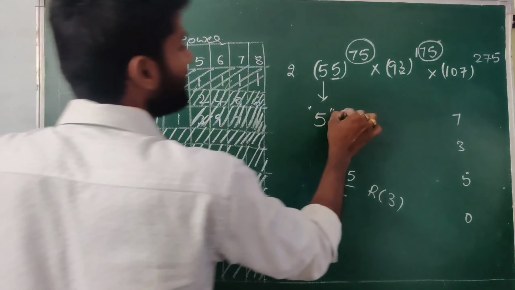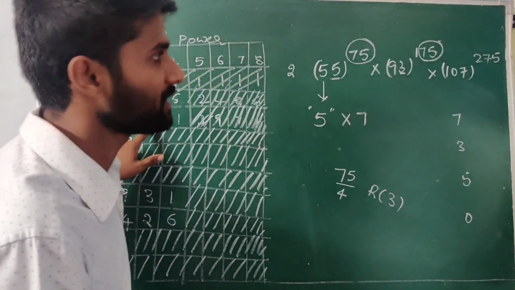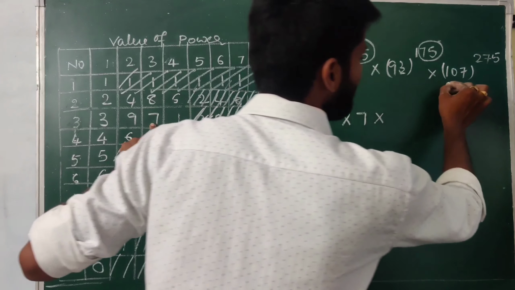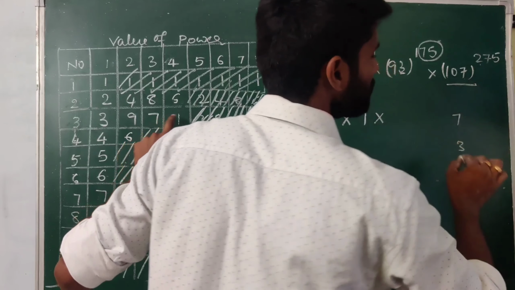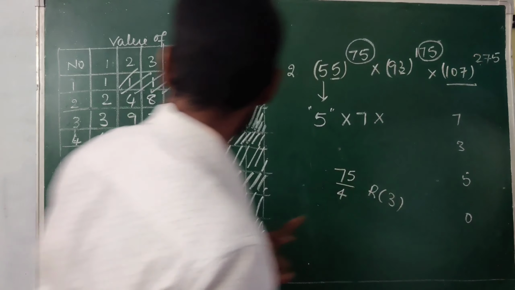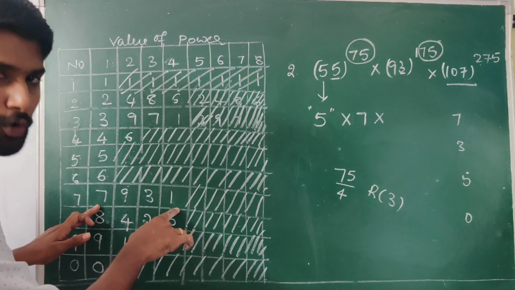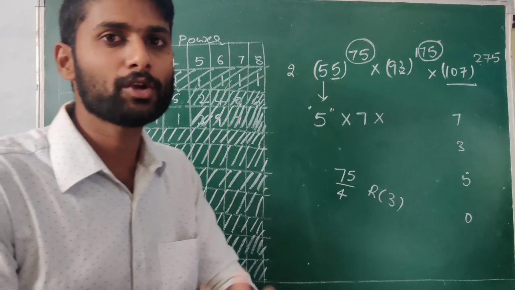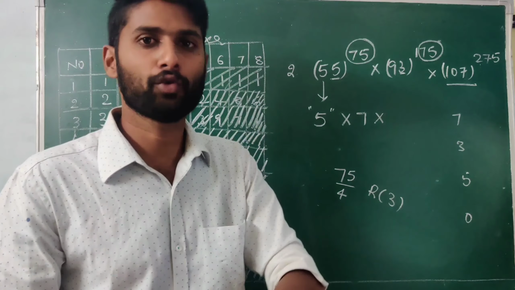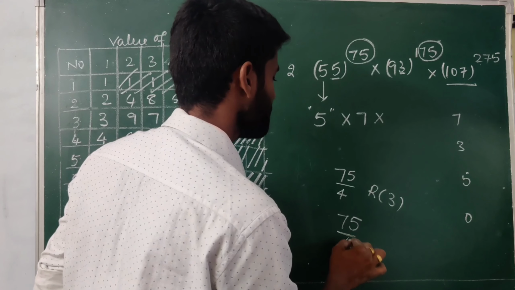What is the third value here? 7. Again, multiply with the last value, 107 power 275. Take it as a 7 power cyclic, again 4 repeated values. 4 repeated values means the divisible by 4 rule. Divisible by 4 rule means we need to pick the last 2 digits. Last 2 digits again 75 by 4.